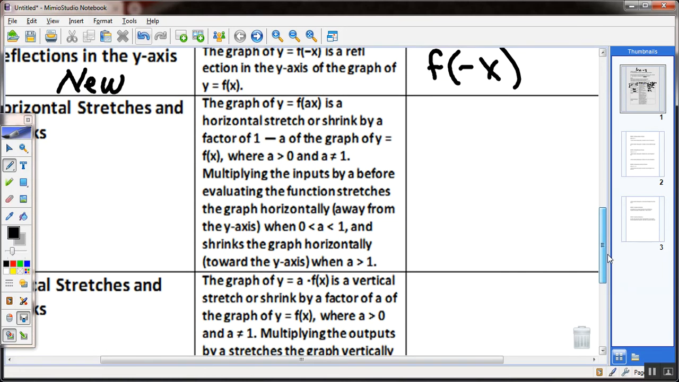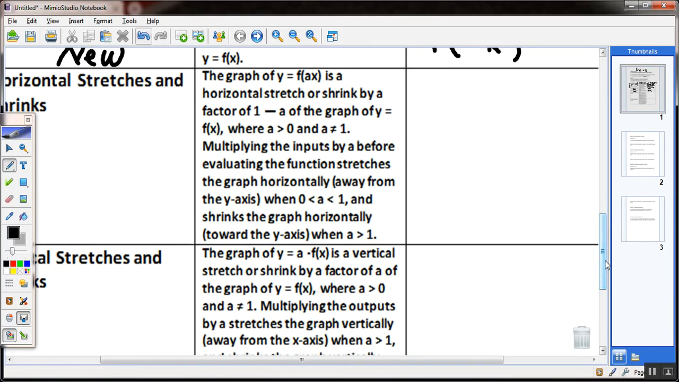Okay? All right, horizontal stretches and shrinks. This is kind of a new one, and this is lengthy. All right, and this is an important one. I have a volunteer that would read that mess for me. The graph of y equals f in parentheses ax is a horizontal stretch or shrink by a factor of 1 over a of the graph of y equals f of x, where a is bigger than 0 and a is not equal to 1.